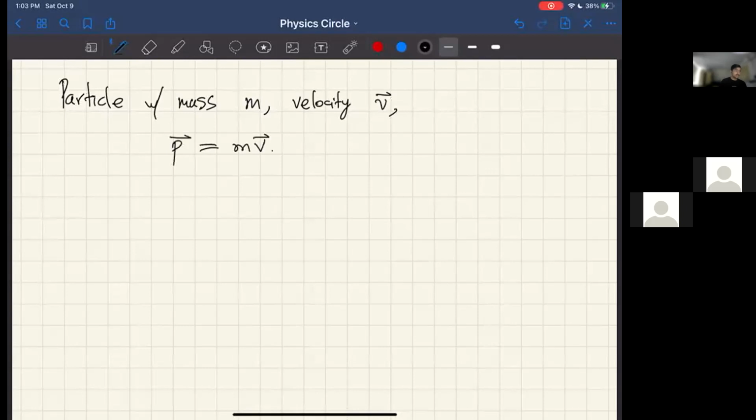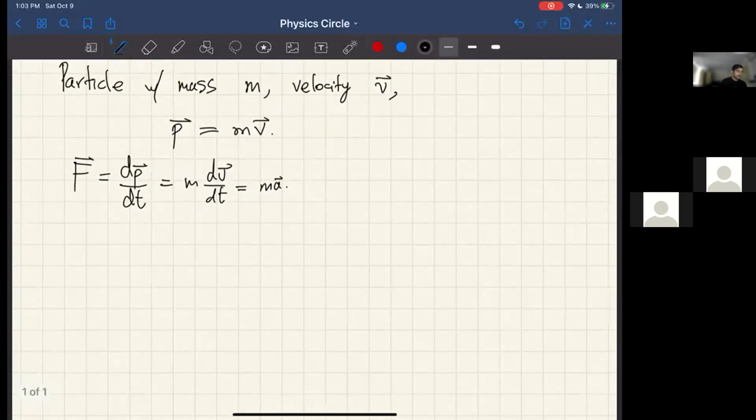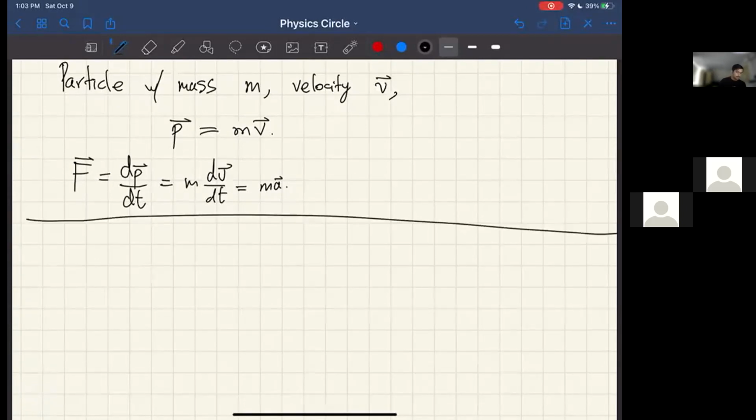And then in this very simple one particle case, you can also write Newton's second law in the form F equals dp/dt, because this is simply equal to m dv/dt, which is just ma. Now, this is the most basic case of just a single particle, but things get more interesting when you have a multi-particle system.